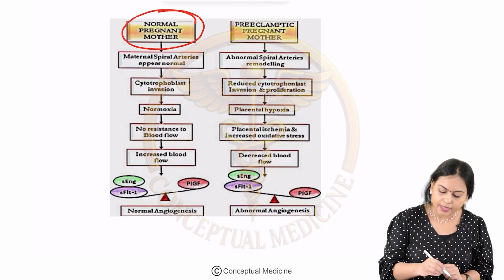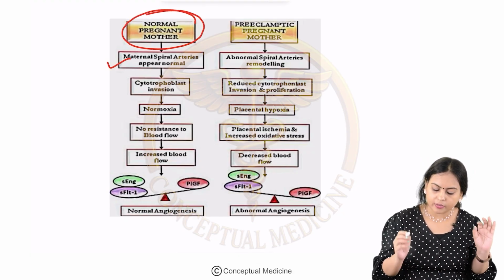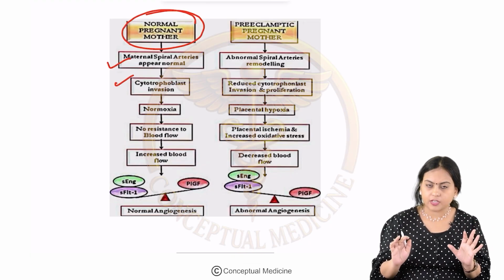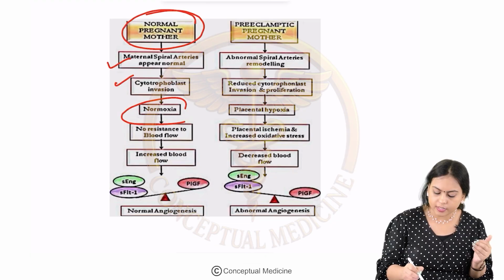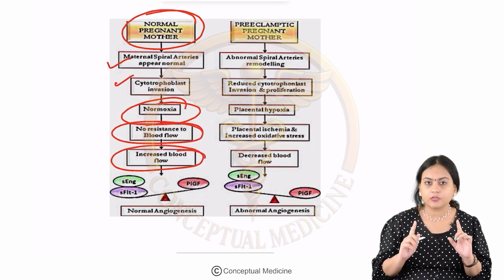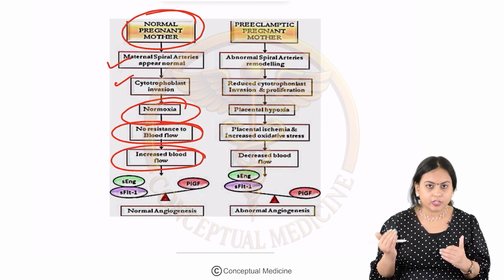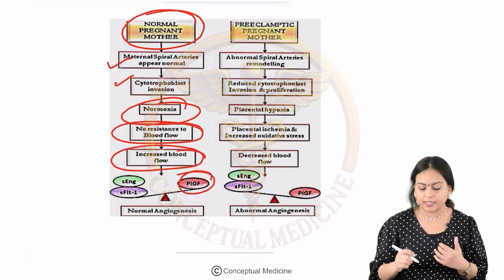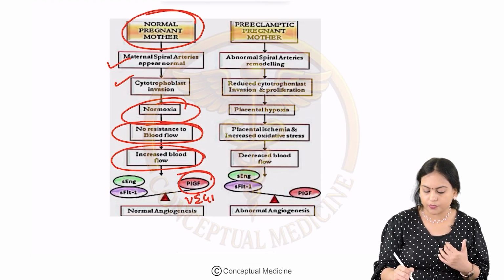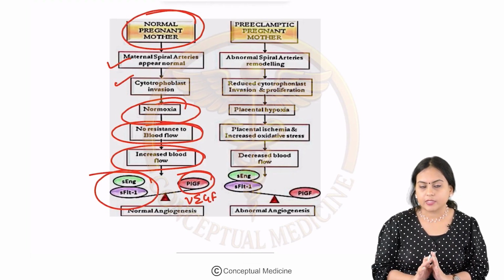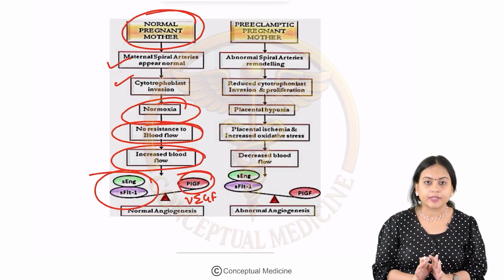So, there is a normal pregnant mother, maternal spiral arterioles appear to be normal. Then, if there is normal cytotrophoblast invasion, there is going to be normoxia, no resistance to the blood flow. So there is increased blood flow, and also remember the pro-angiogenic factors are going to be on the higher side, namely placental growth factor and vascular endothelial growth factor. And the soluble endoglin and soluble FMS-like tyrosine kinase 1 are the anti-angiogenic factors which are going to be on the lower side, right?